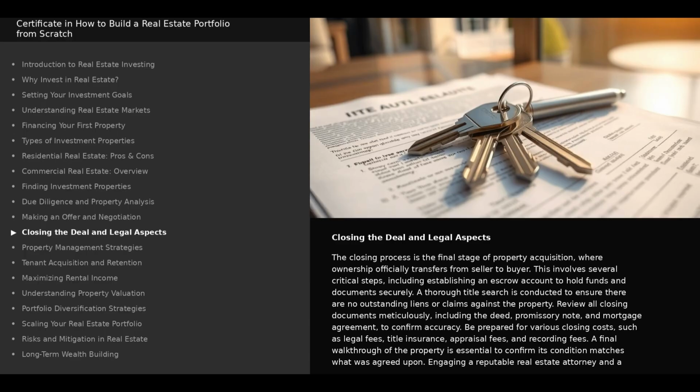Be prepared for various closing costs, such as legal fees, title insurance, appraisal fees, and recording fees. A final walkthrough of the property is essential to confirm its condition matches what was agreed upon. Engaging a reputable real estate attorney and a knowledgeable closing agent is highly recommended to navigate the legal complexities. Successful closing marks the official start of your real estate investment.